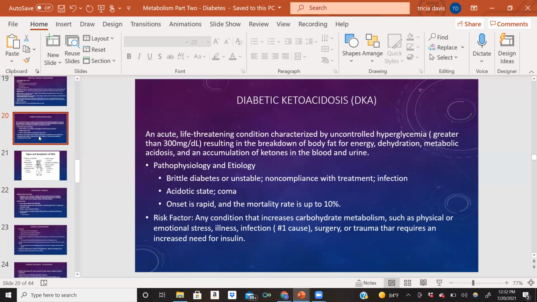So patients that develop diabetic ketoacidosis will be our patients who are non-compliant with treatment. They eat whatever they want. They don't take their oral pills. They don't take their insulin. It can also be caused by a sudden development of an infection, which causes stress on the body and exacerbates the diabetes. So they develop diabetic ketoacidosis, or we can also see it in our brittle diabetics or unstable diabetics.